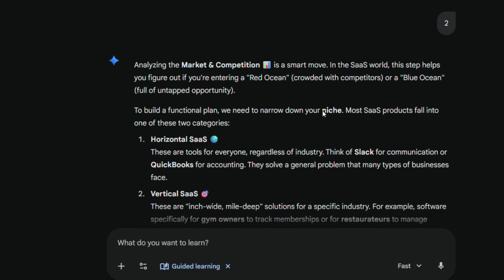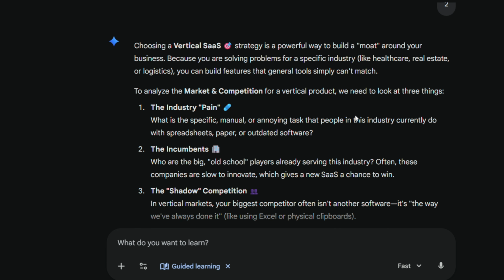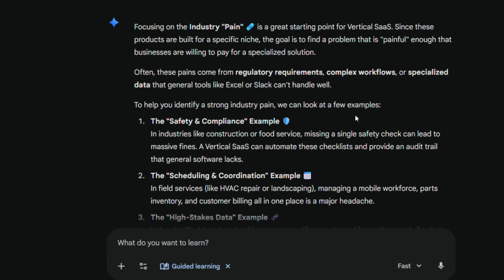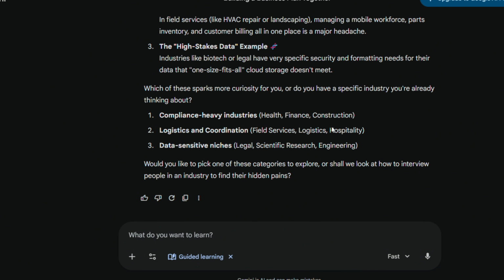So read explanations, answer follow-up questions. Gemini adapts their responses to ensure comprehension. So continue the back and forth dialogue until the topic is fully covered. Ask for clarification if needed to maintain focus.